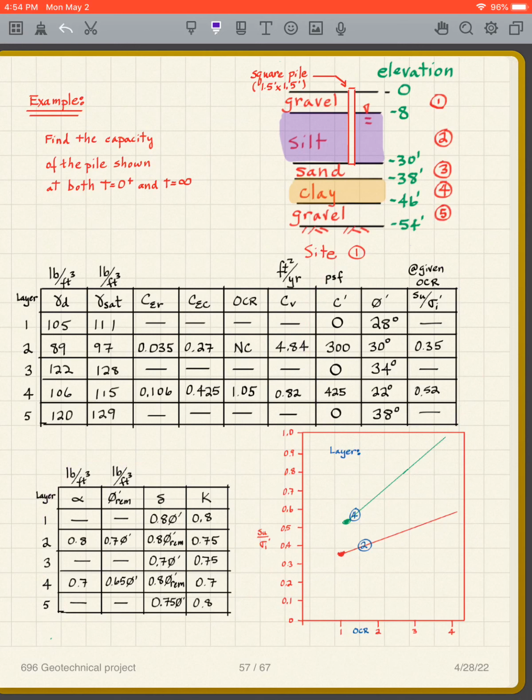The pile is considered to be 1.5 foot by 1.5 foot, and it goes from 0 to 30 feet. So the tip is in the sand. You can see the tip of the pile is in the sand right there. The side shear is in the gravel and the silt. We have the water table there.